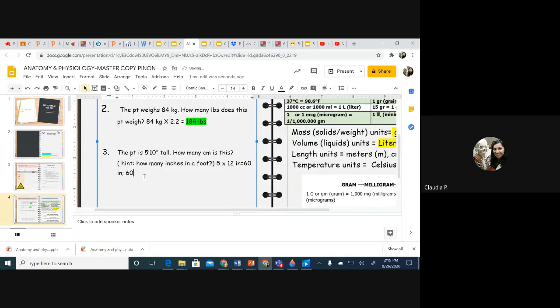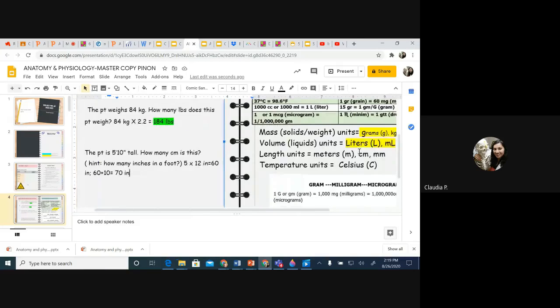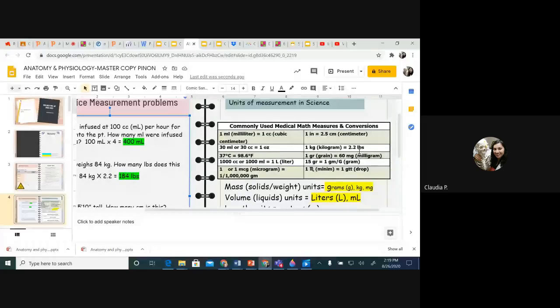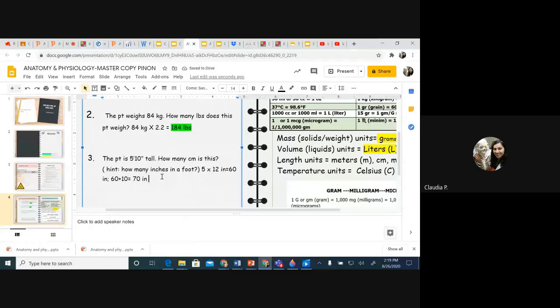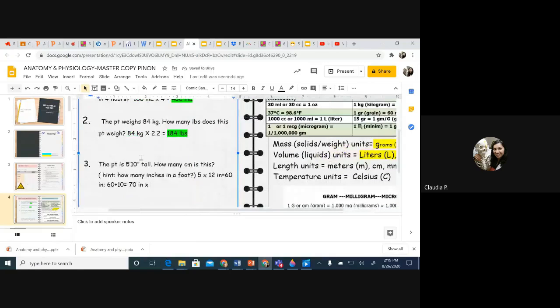Plus 10. That gives me 70 inches, but that's not the answer because we have to turn these inches into centimeters. So when we come back into our conversion table, 1 inch is the same as 2.5 centimeters. So again, we're going to multiply, and we're going to take those 70 inches times the 2.5. Does anybody want to chime in with the math? What did you get? 175 centimeters. Awesome. So that is the answer.